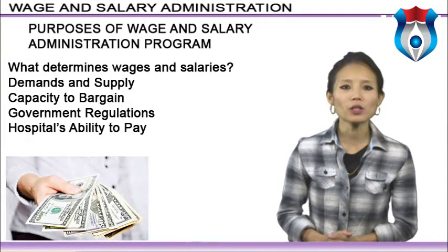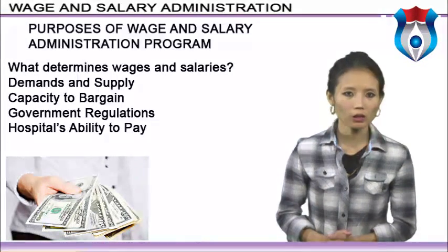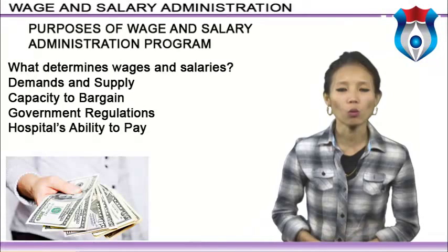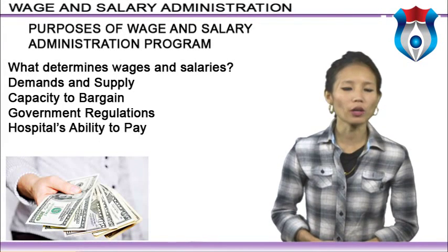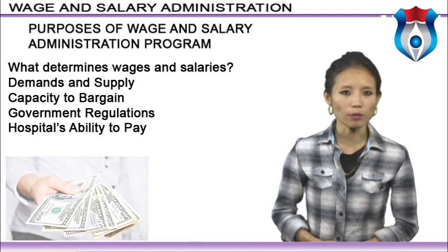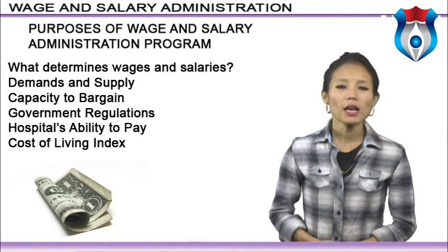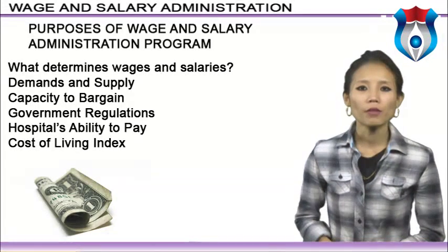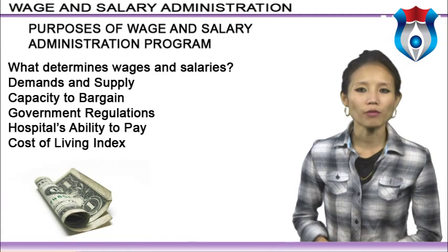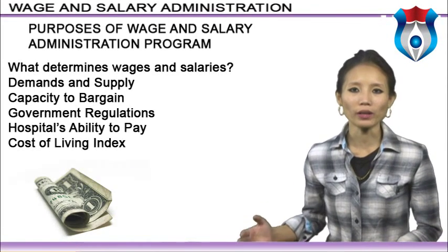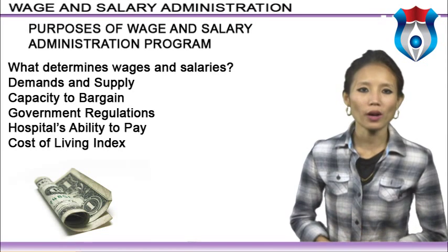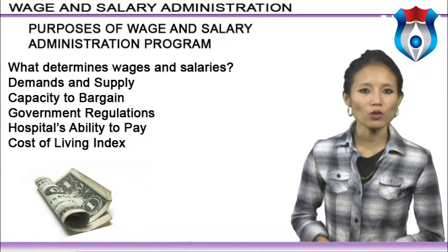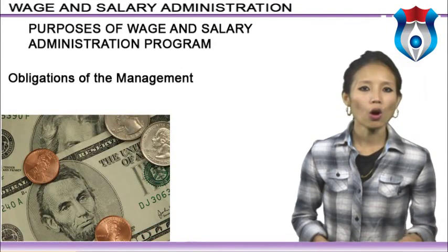Hospitals' ability to pay. The ability of the hospital to pay the rates prevalent in comparable hospitals is an important consideration. If a hospital pays less, it will find it difficult to attract and hold employees. If a hospital can pay more, it can attract, retain and motivate its employees. Cost of living index. In many industries, wages are linked to the cost of living index, which ensures fair wages to the employees. As prices of commodities go up, wages go up, and when the index goes down as a result of a fall in prices, wages also come down, but it is not so practically, because employers can increase wages but cannot decrease them.